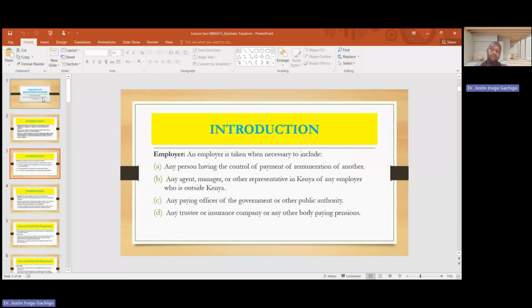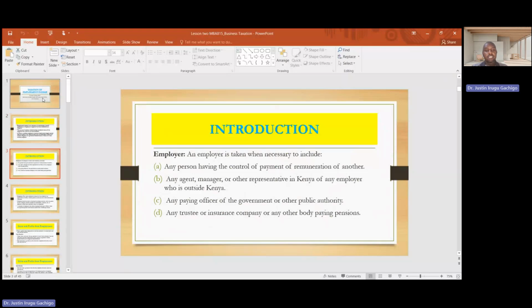So who is an employer? For taxation purposes, an employer is taken, when necessary, to include any person having the control of payment of remuneration of another. So the employer has a control on your payment. When you are signing the employment contract, the employer says, I will give you 50,000. That means he has a control. That is the limit that you can gain from your employment.